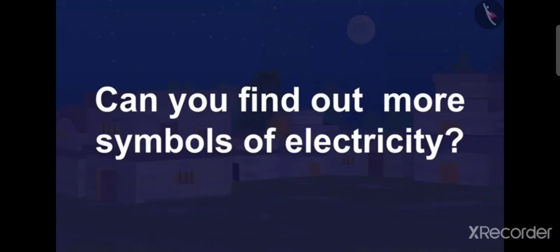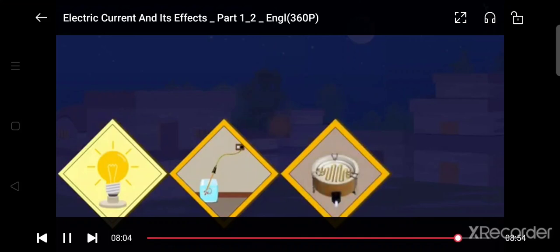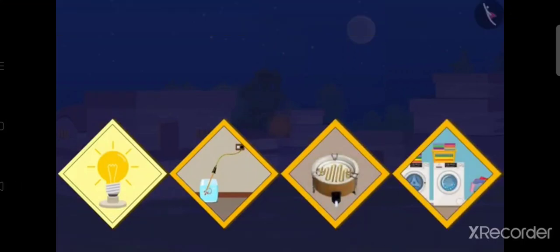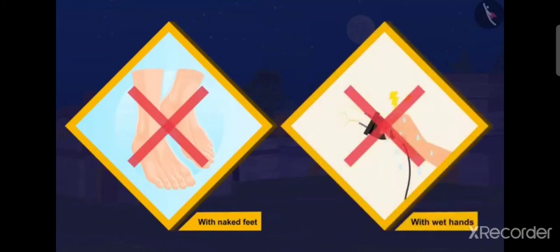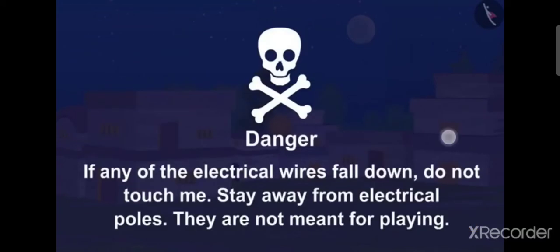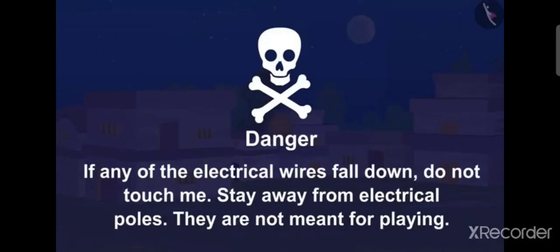Children, by now you must have recognized who I am. I provide light to you all. I'm a very important part of your daily routine. Yes, I'm electricity. But have you seen how powerful I am? Please be careful about me. With naked feet, wet hands, do not touch any electrical appliance. If any of the electrical wires fall down, do not touch me. Stay away from electrical poles. They are not meant for playing.